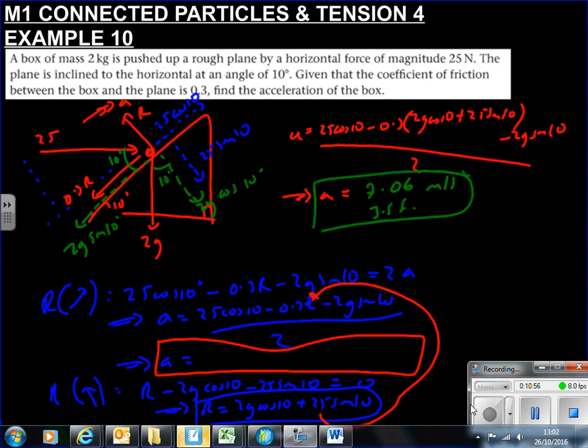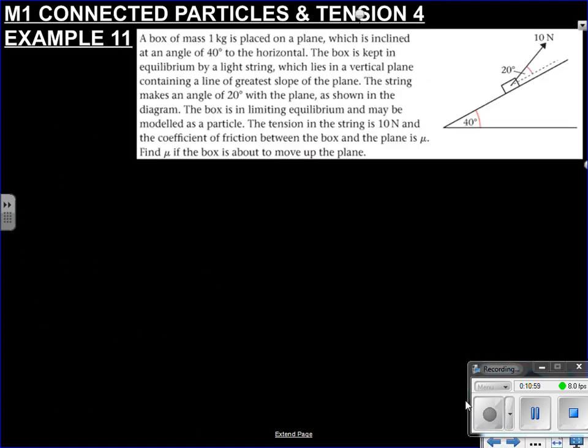Last one then. So we've got a box of mass 1 kg placed on a plane, kept at an angle of 40 degrees. The box is kept in equilibrium by a light string. Limiting equilibrium and may be modeled as a particle. The tension in the string is 10. Yeah, I can see that. And the coefficient of friction between the box is mu. If the box is about to move up the plane, find mu.